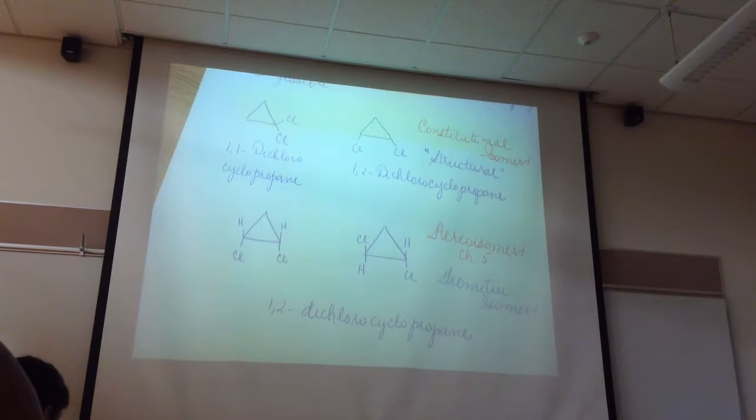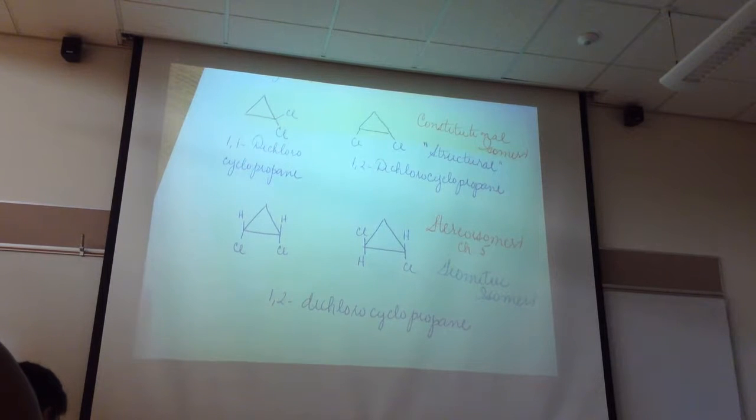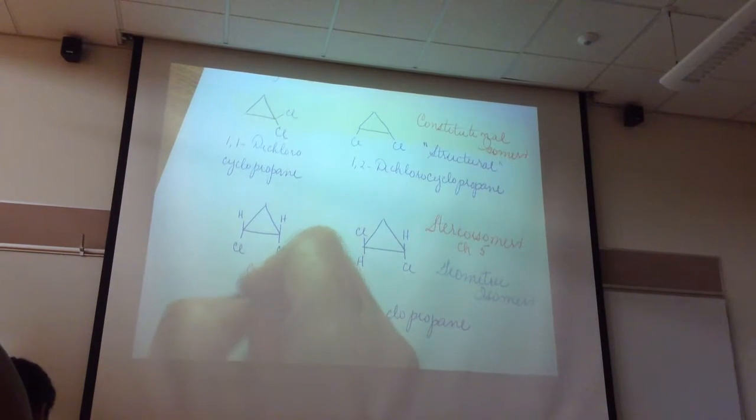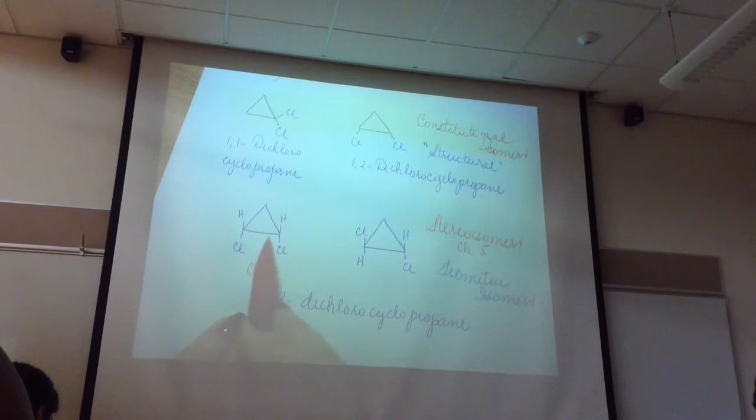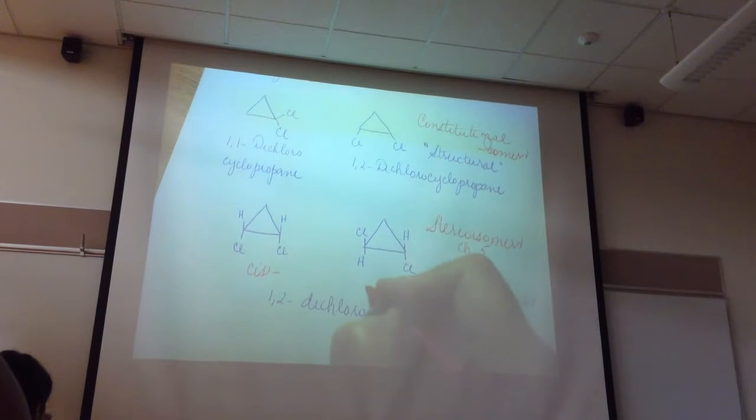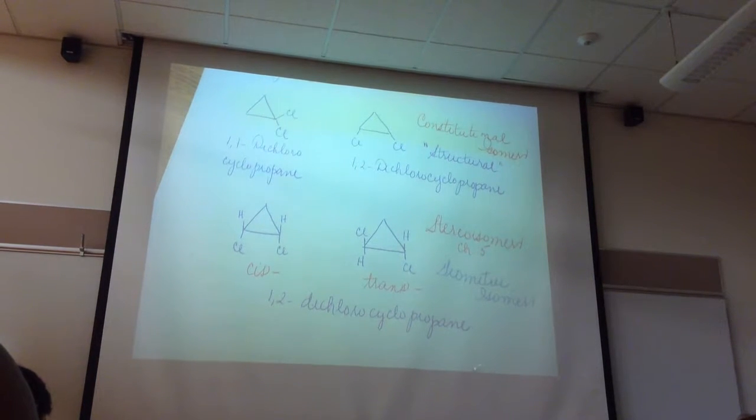In order for your compounds to be named correctly, when they're both pointing to the same side, this will have to be called cis 1,2-dichlorocyclopropane. And this one would have to be called trans 1,2-dichlorocyclopropane. Is everybody okay? That terminology we're going to keep using through the whole entire chapter. Any questions?